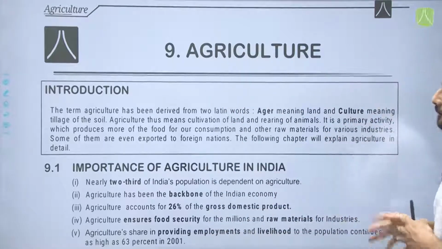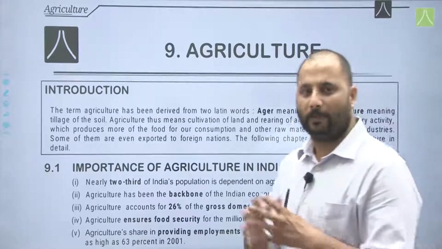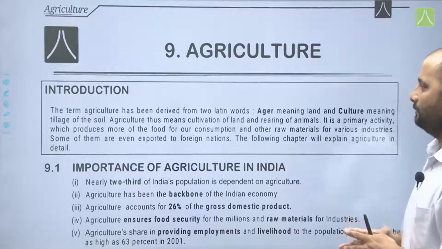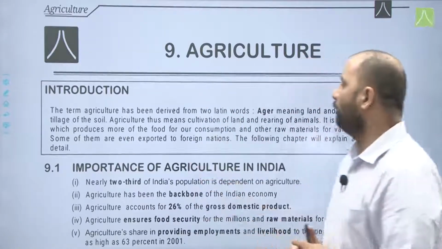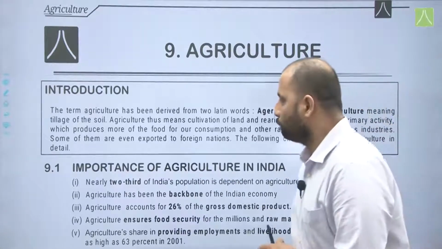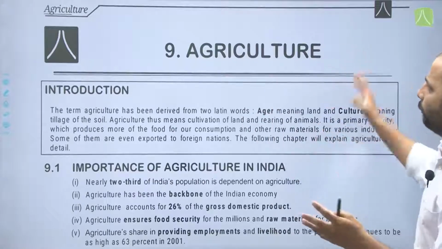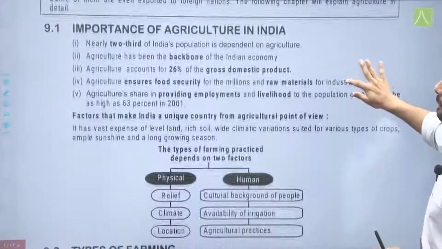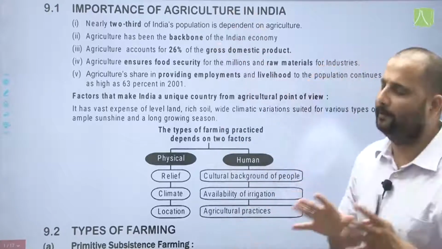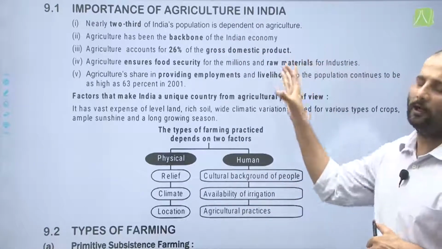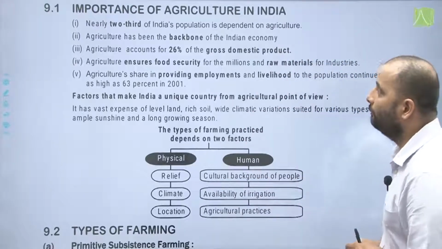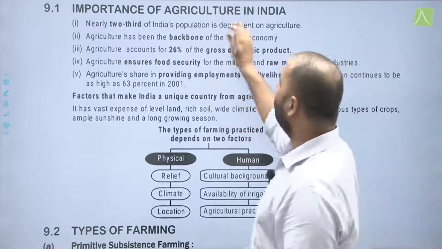It is a primary activity. As we know from your chapter in economics, agriculture is one of the primary activities which produces food for our consumption and raw materials for various industries. That also explains the first topic in our chapter, the importance of agriculture in India. Nearly 2/3 of India's population is involved in or dependent on agriculture. Agriculture has been the backbone of the Indian economy.